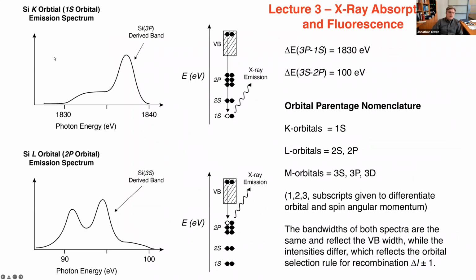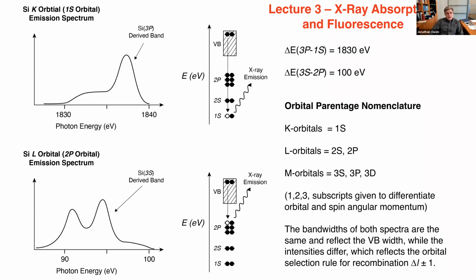So let's take a look at an example here of the X-ray absorption and fluorescence spectrum of silicon. And this is the emission spectrum from a K orbital. And this is the emission spectrum from an L orbital. And you'll notice that the photon energies that are being measured here are very different. So on the bottom, we have 90 to 100 eV. On the top, we have 1800 eV. Okay, and that's a product of the depth of the electron.